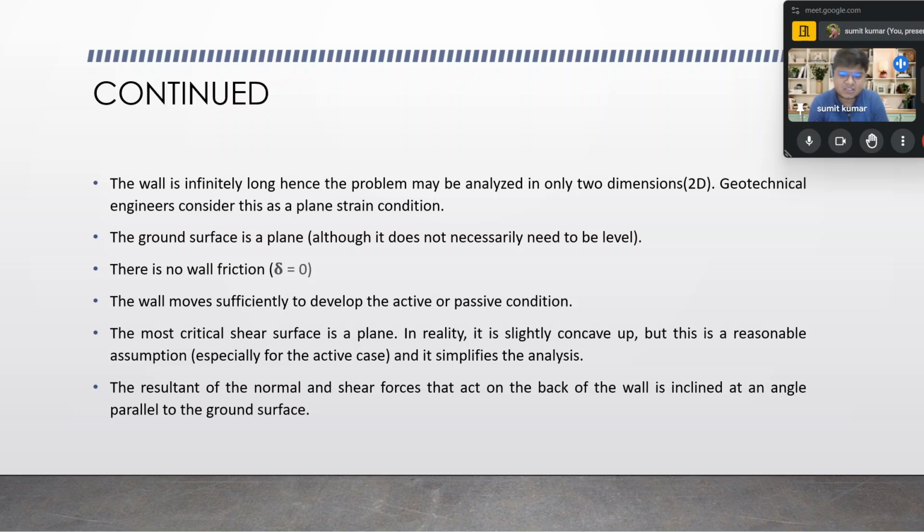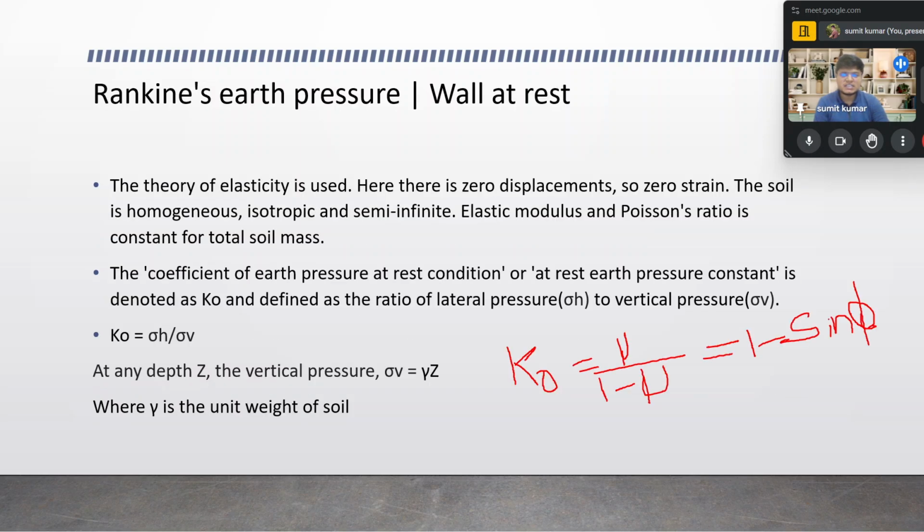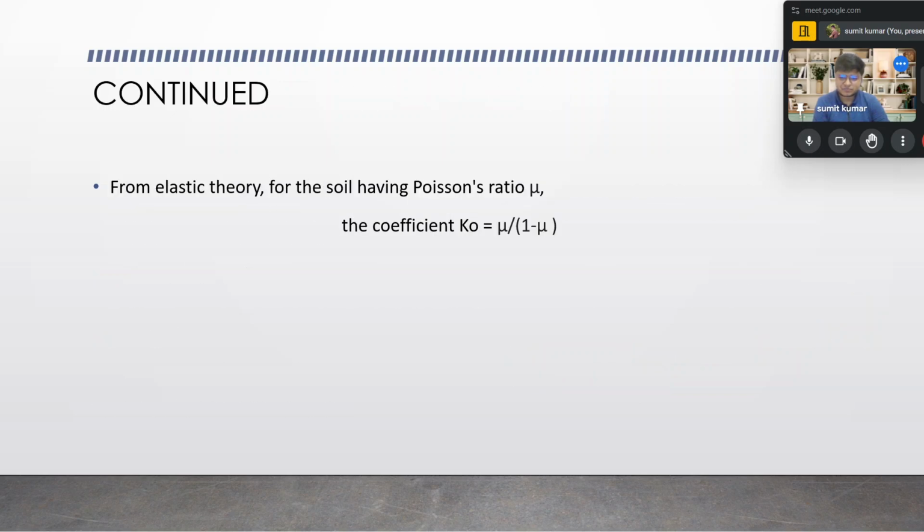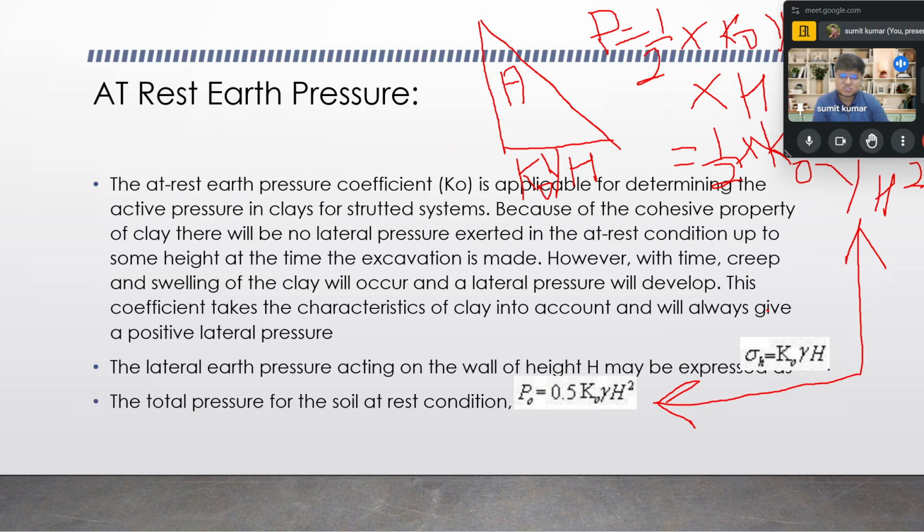Similarly, the resultant and the normal shear force that act on the back of the wall is inclined at an angle parallel to the ground surface. So these are some of the assumptions which we carried out when we studied the Rankine earth pressure theory. After that, we came across the earth pressure coefficient K0 equal to μ/(1 minus μ), or 1 minus sin φ, where φ is the angle of internal friction, which is also written over here.